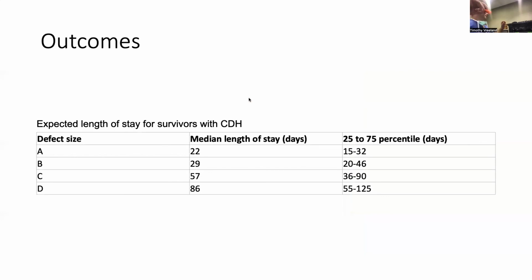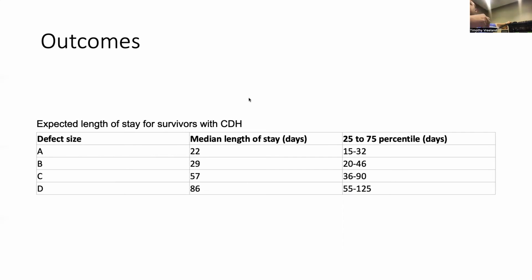Outcomes, again, the biggest predictor of both mortality and then especially hospital stay are these defect sizes. So you can see here a couple of weeks usually in the hospital in the NICU for patients with an A-type defect. B-type defects are in the hospital for a month, C-type defects 2 months, and D-types 90 days, 3 months. It's easy numbers to read, but a 3 to 6 month stay in the NICU for a family is extremely difficult and extremely costly.